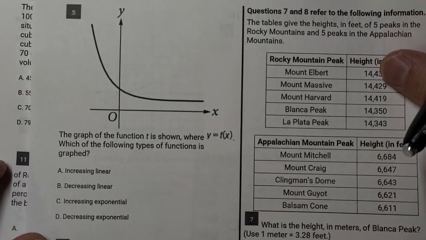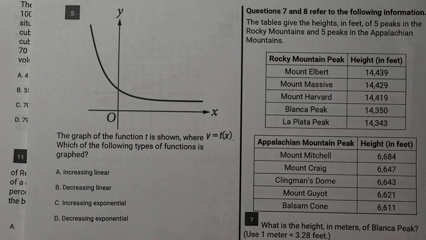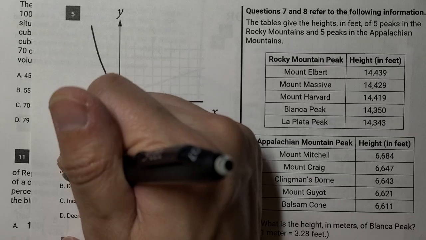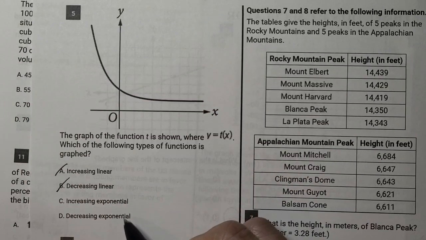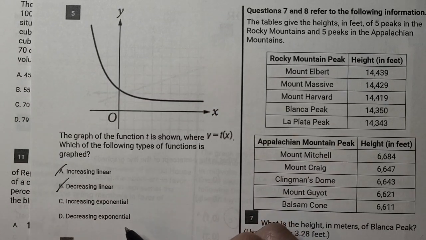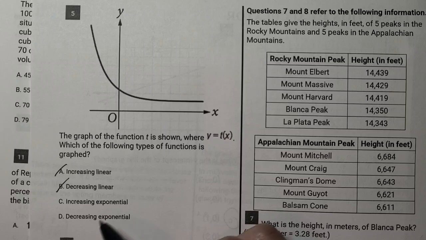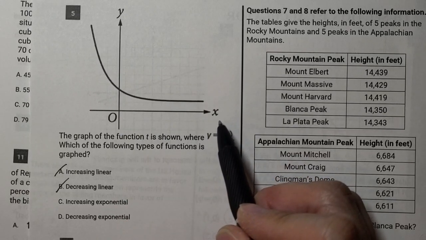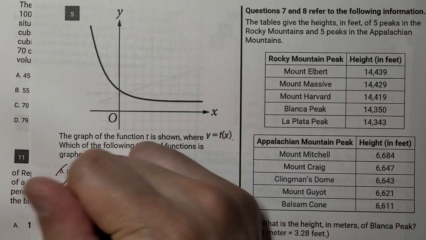Graph of the function t is shown, where y is t of x. Which of the following types of functions is graphed? This is clearly not a linear function. It's not a straight line, so eliminate those. Clearly it's exponential, if you're familiar with those. Should be. Is it increasing or is it decreasing? As x increases, how does the y value? What is the y value? Does it increase or decrease? It decreases, so it's decreasing exponential.